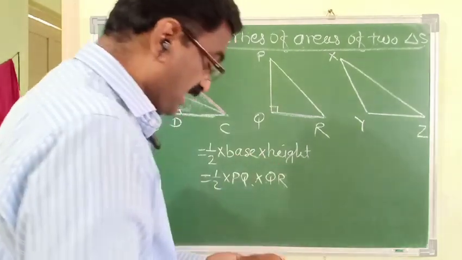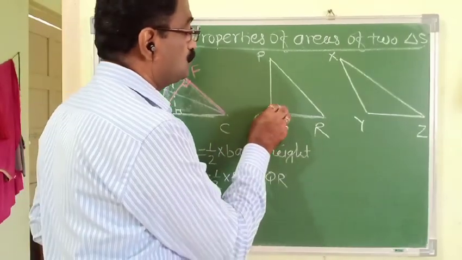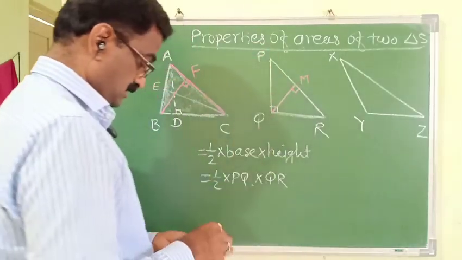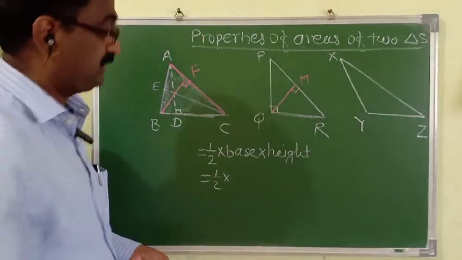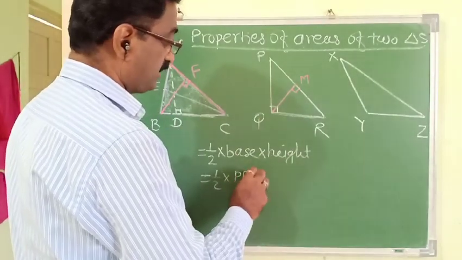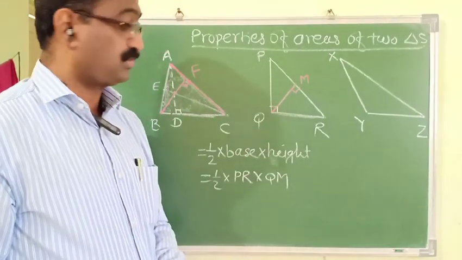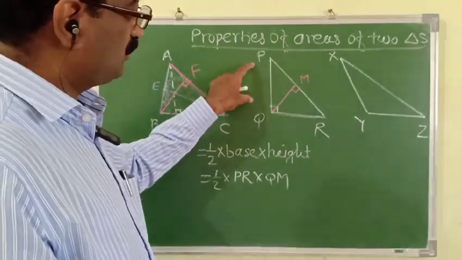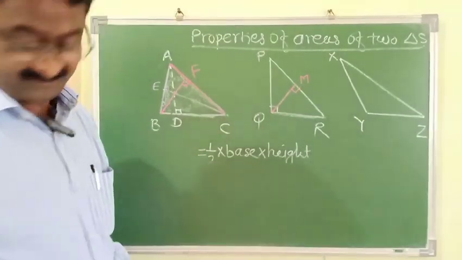If we take PR as the base, at that time the perpendicular is drawn from the point Q to PR. If we say the point is M, then what is the corresponding height of triangle PQR with respect to the base PR? QM is the height. So 1/2 PR into QM is the area of that triangle PQR. So in the right angle triangle, QR is the base and PQ is the height, or PQ is the base and QR is the height.